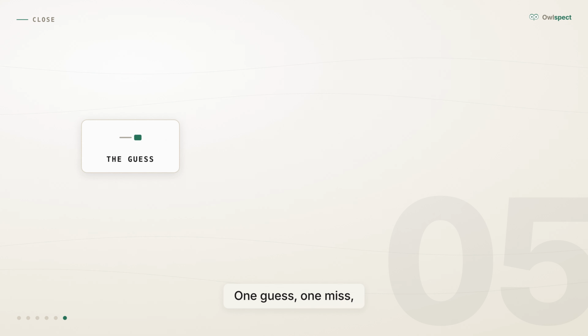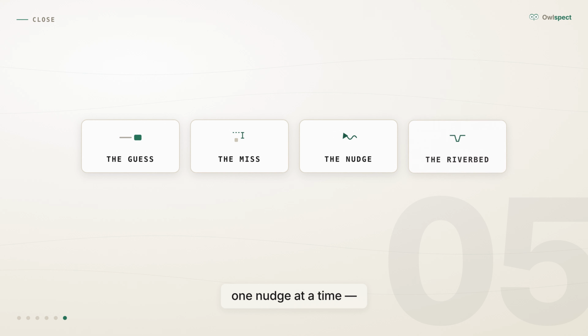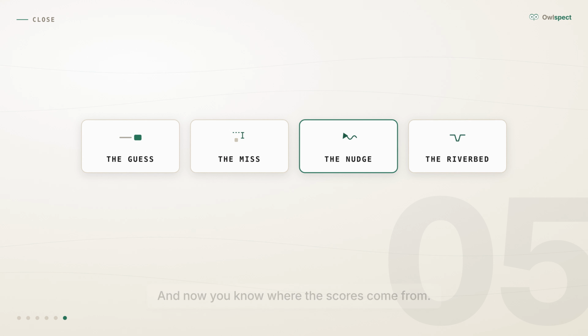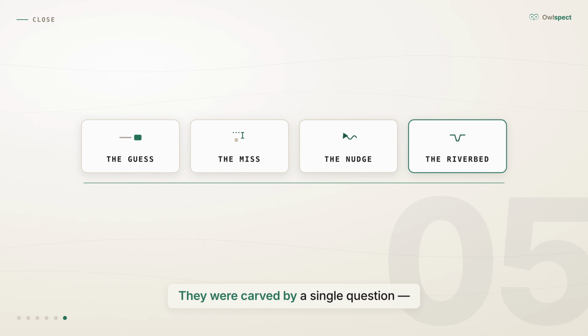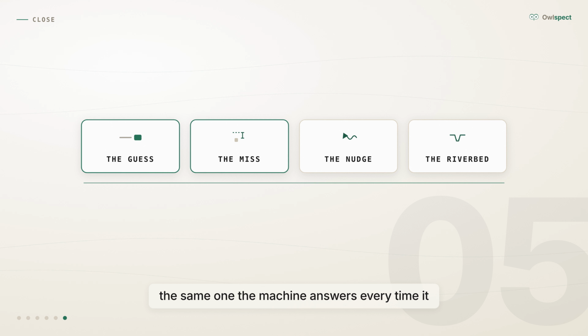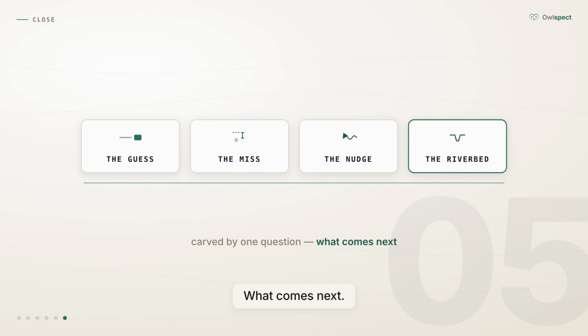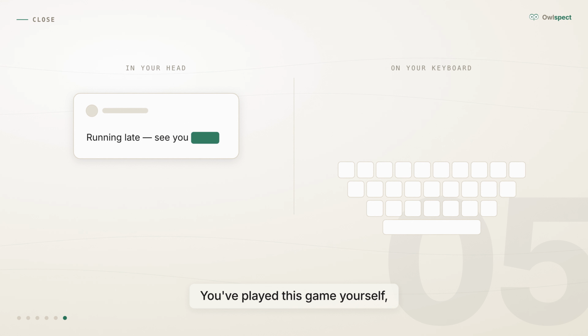So, one guess, one miss, one nudge at a time, repeated until the patterns of a language are worn into the dials. And now you know where the scores come from. Nobody wrote them. They were carved. They were carved by a single question, the same one the machine answers every time it writes. What comes next? You've played this game yourself, by the way.